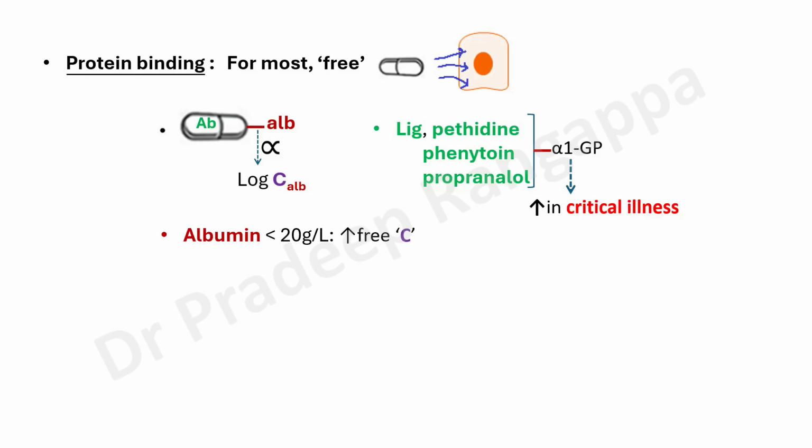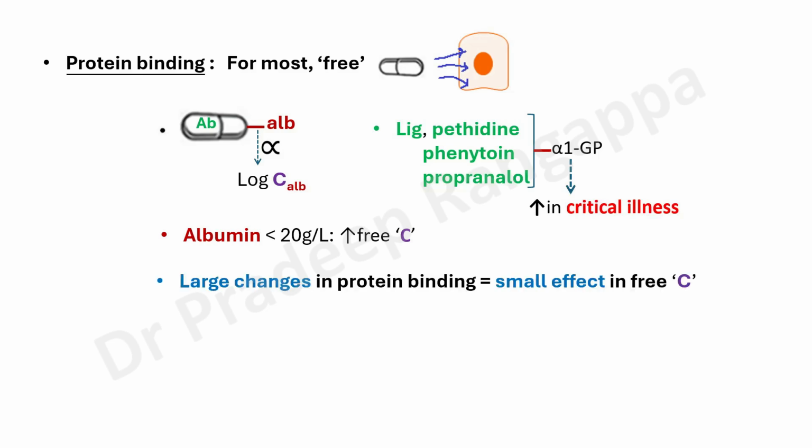And albumin, if the patient has a low albumin, very likely the free concentration of the drug, especially the albumin binding drugs, will be much higher. And large changes in protein binding will lead to very small effect in the free concentration. So you really need to have a large change in the albumin levels to have a small effect on the free concentration.